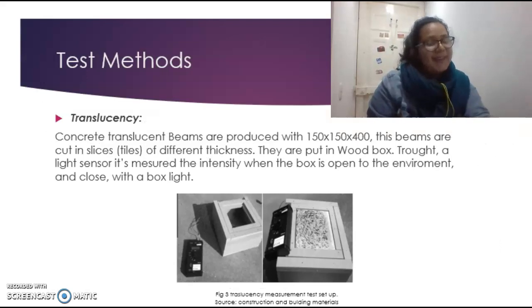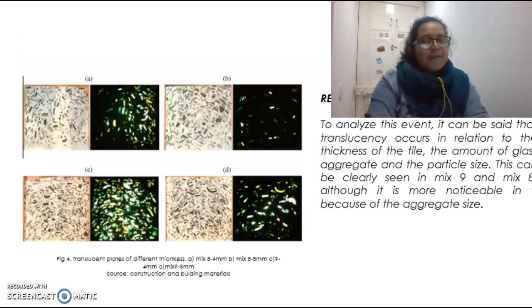Three. Translucency. Only series 2 specimens are obtained for this test due to the white and aesthetic finish. From manufactured beams, tiles of different thickness are obtained. Here it can be seen that there is a relationship between the translucency of the tiles and the thickness of the tile, the size of aggregates and quantity. The effect is seen in mixture 9 with more aggregates.